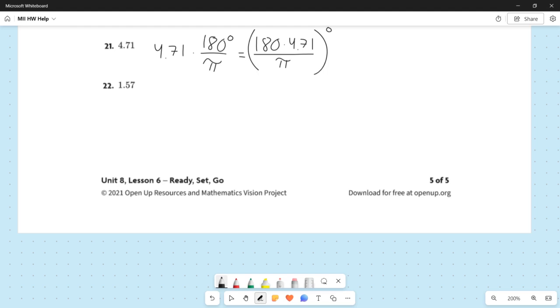All right, well, that's our answer, but it's certainly a kind of an ugly-looking answer. And honestly, even if we did 180 times 4.71, you're still going to get a decimal inside of a fraction. So it's probably for the best that we just evaluate this and just see what we get.